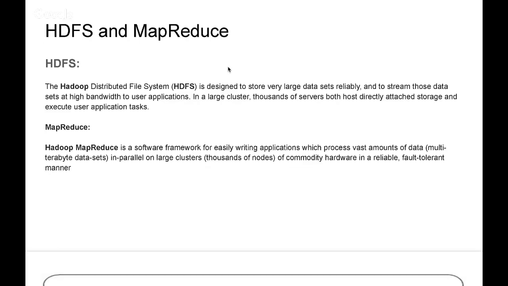Okay, so another question is, what is a split and an HDFS block? So when you are storing data in a hard disk, suppose I'm not talking about Hadoop and HDFS right now. Forget about Hadoop and HDFS.